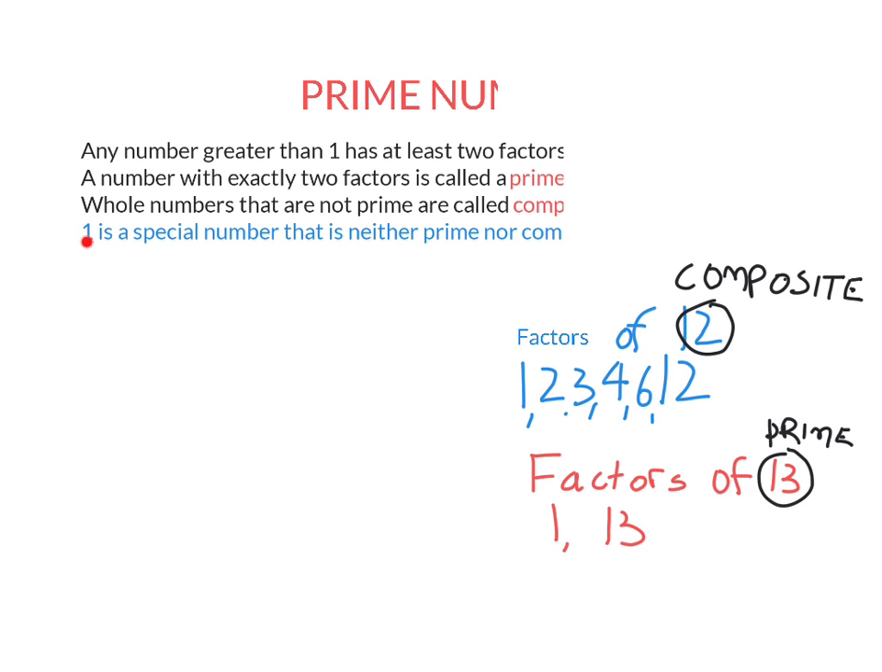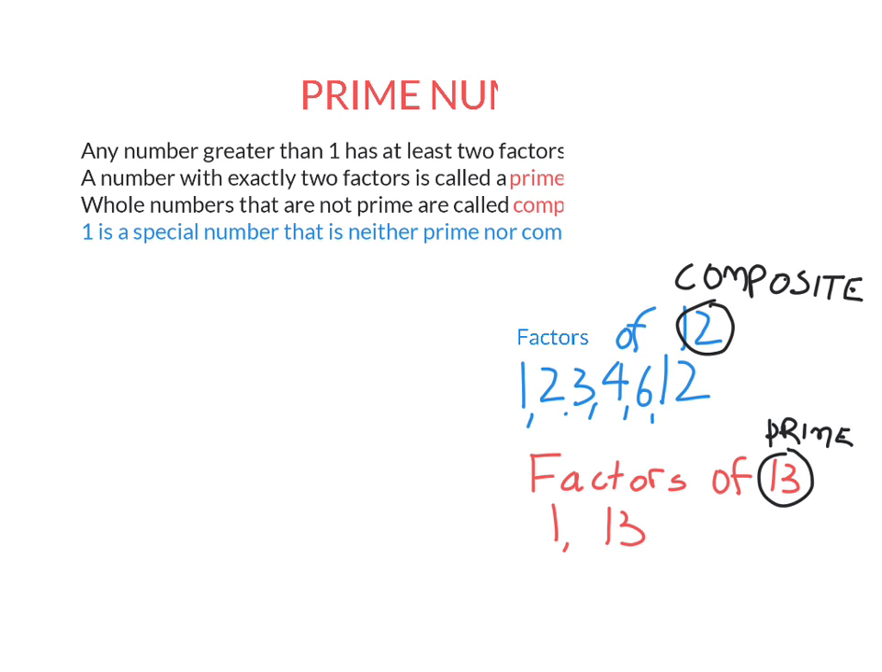Now just note, 1 is a special case. It's neither prime nor composite. That's because a prime number needs to have two factors. 1 only has one factor, itself. So that's why 1 is not prime. It's definitely not composite because it doesn't have heaps of factors. So we're really talking about whole numbers greater than 1.